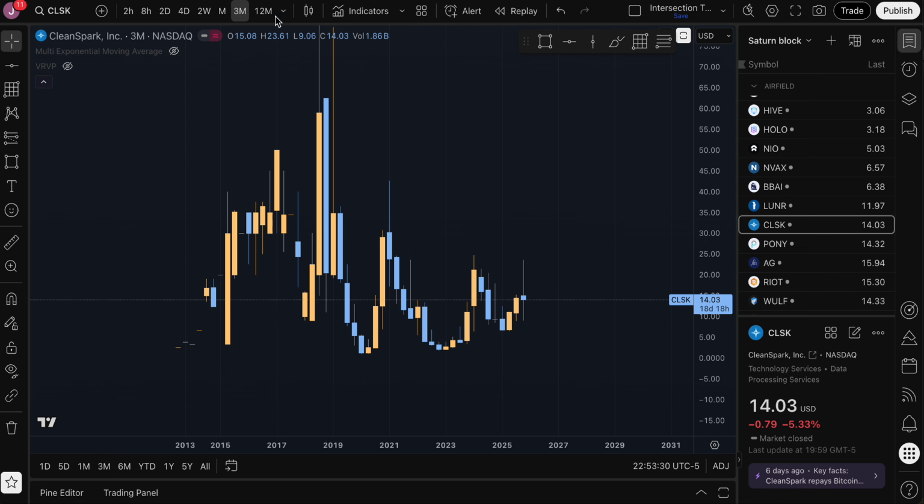So let's get on with the wick engulfing blocks. This chart goes back to 2013. I didn't realize it'd been around that long.